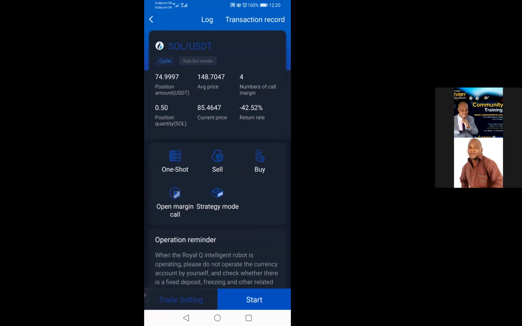The aim is so that we're able to make amendments without being interrupted by the bot taking trades on the existing position. Now this position has got $75. That is 74.99, and it has taken 4 numbers of call margin. So in this case, we will say $200 minus 75 that is already in. Then we're going to be left with an amount of $125.